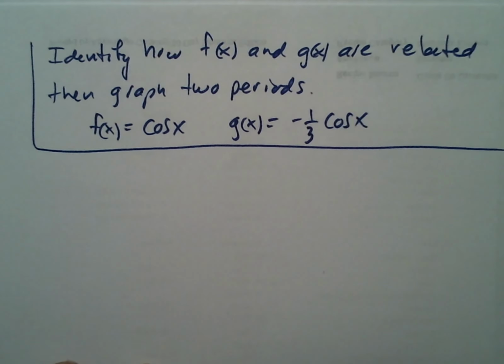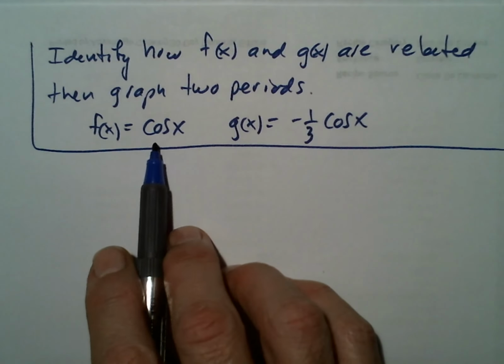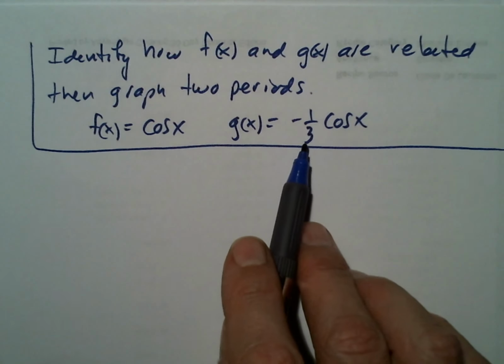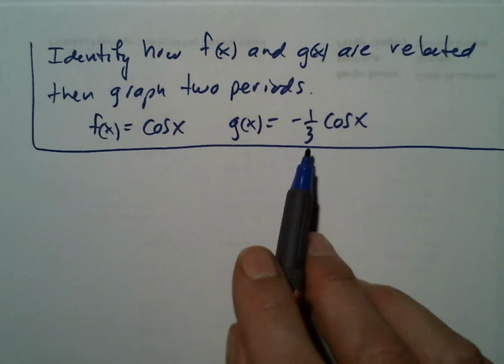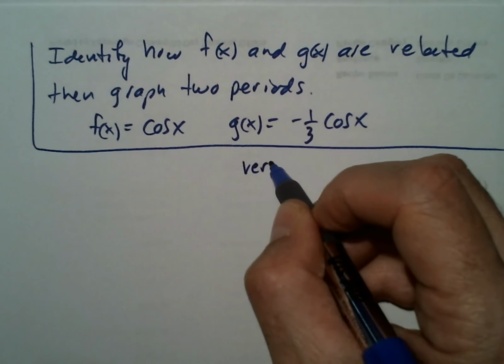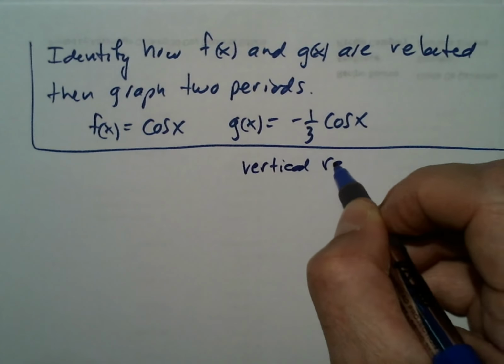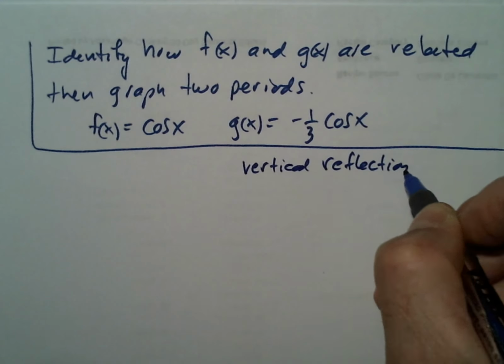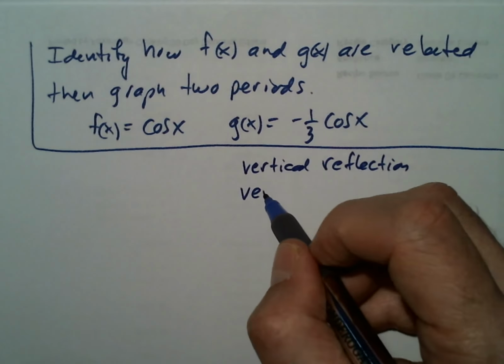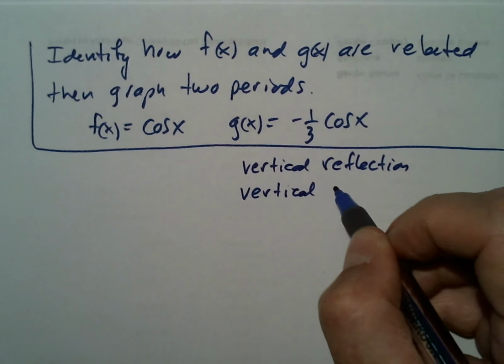All right, now we have the memorized points for cosine, and then we're going to do this to it. We already know that that's an outside change. We're going to multiply the y values by -1/3, so we can describe what it is. The negative is a vertical reflection, and we're going to multiply the y values by 1/3 to make them smaller, so that will be a vertical compression.